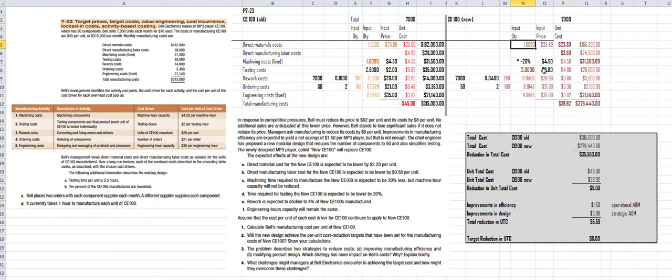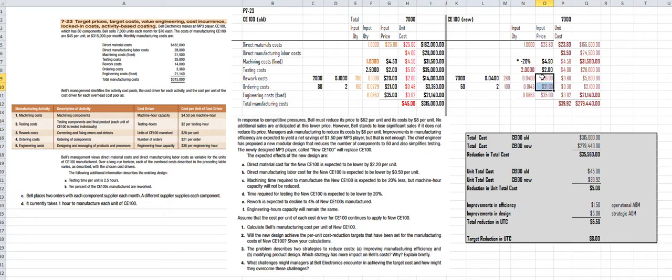Over here, our testing costs. Notice that what we did with testing is we improved the efficiency of testing. We didn't really look at the cost related to it. So that's something we might be able to do. And likewise, that's true for these two activities as well.